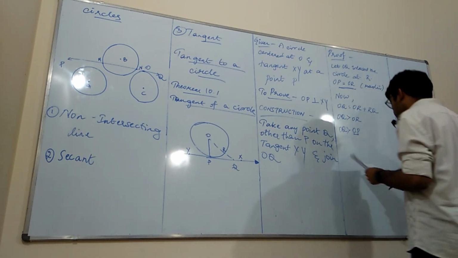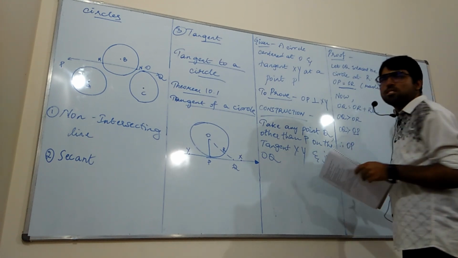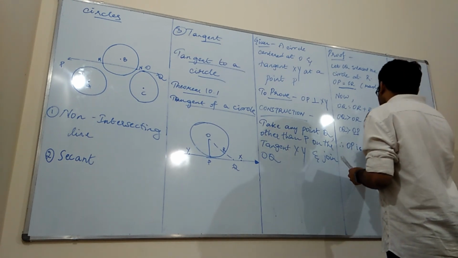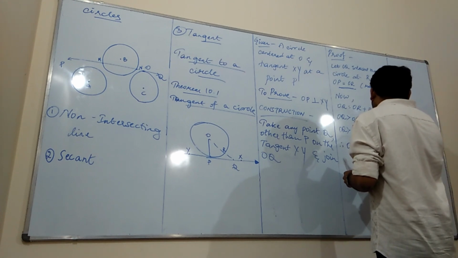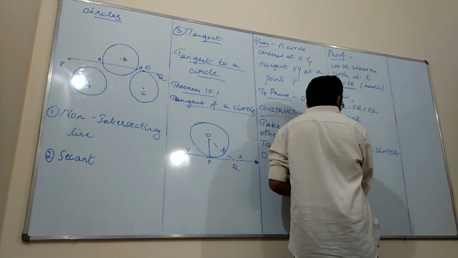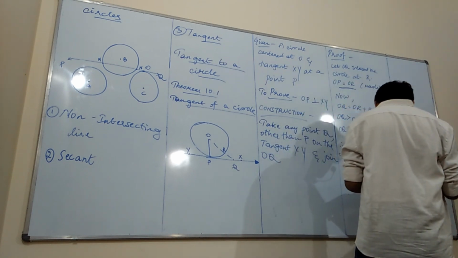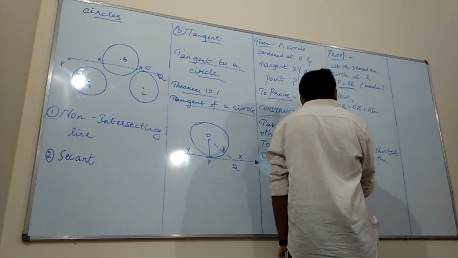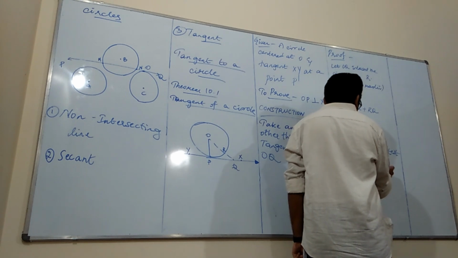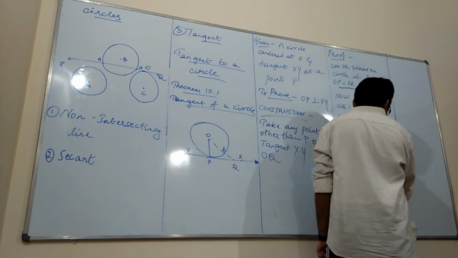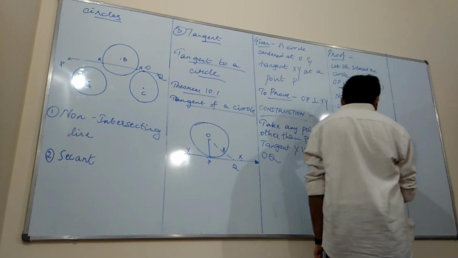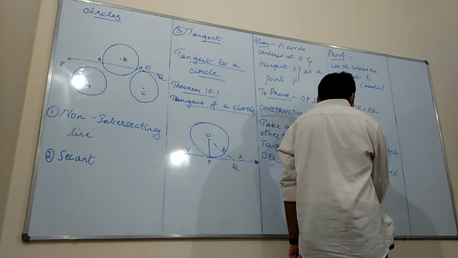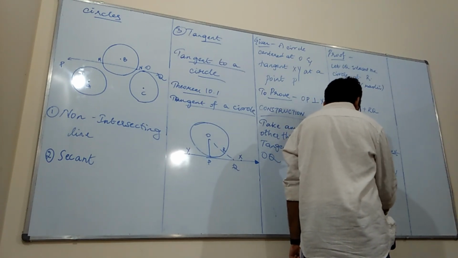Therefore, OP is the shortest distance from the tangent to the circle centered at O. Therefore, OP is perpendicular to XY.